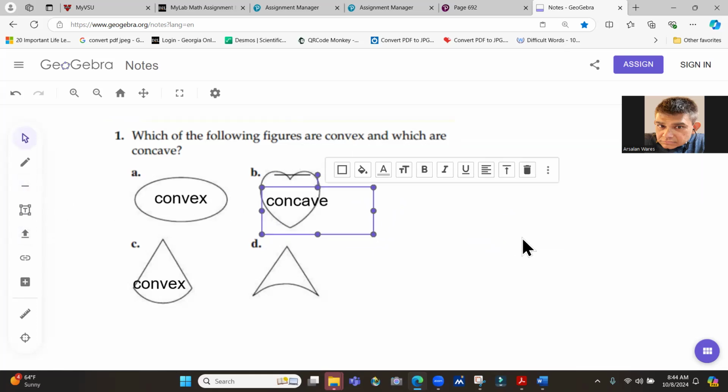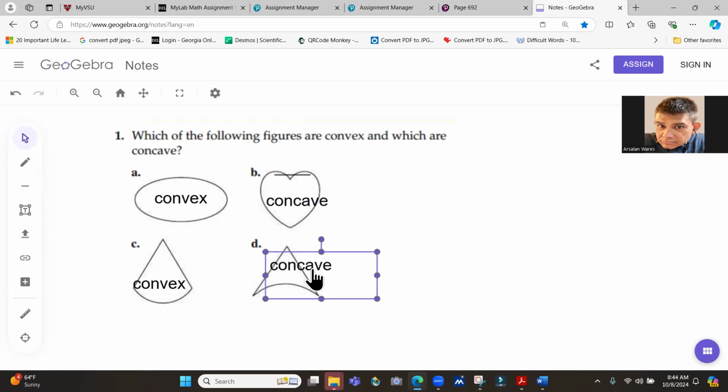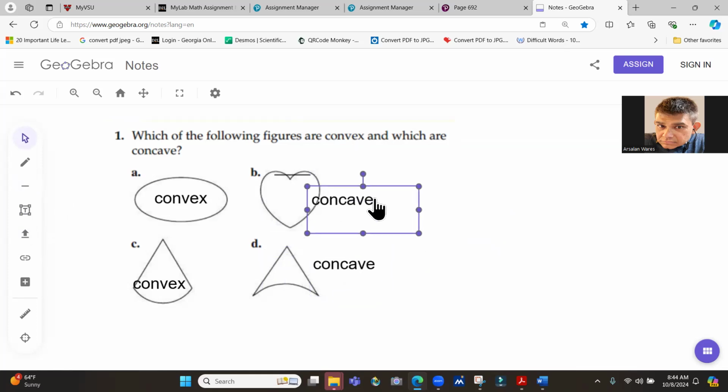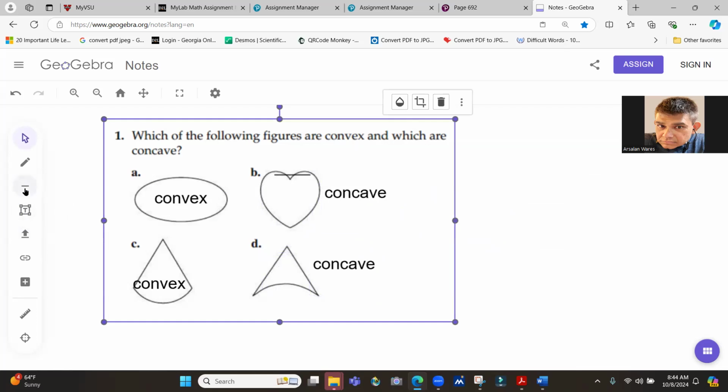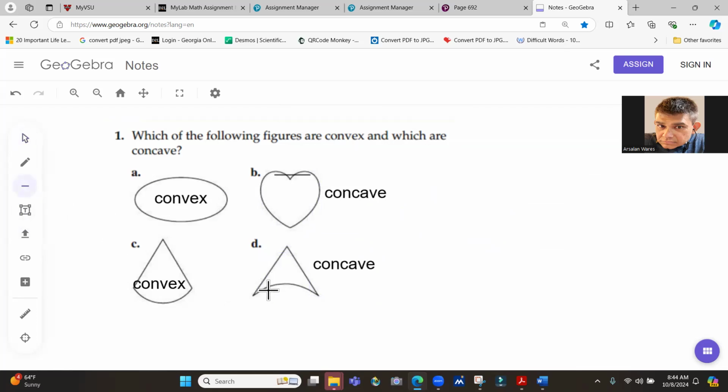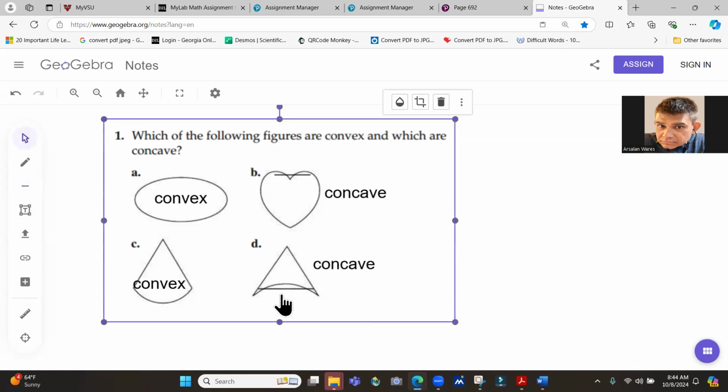This is also concave, arguing exactly the same way. I can take a point here and a point here inside. The points are inside the shape, but the line connecting the points is at least partially outside.